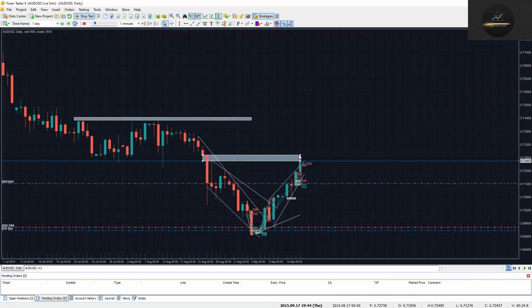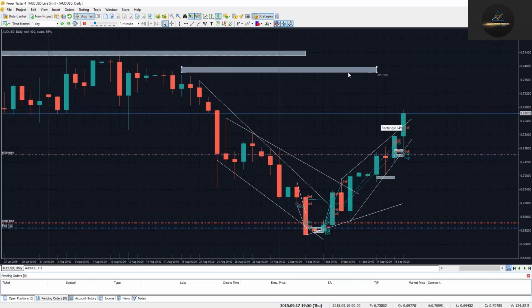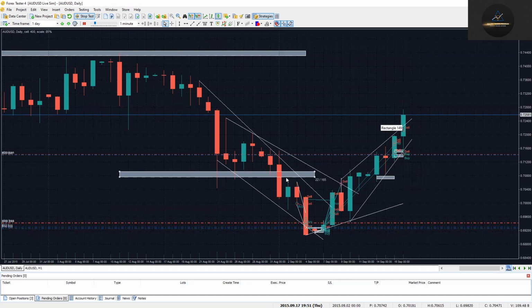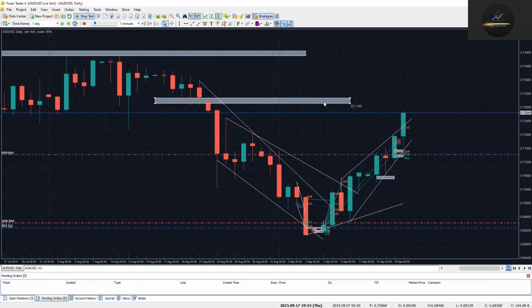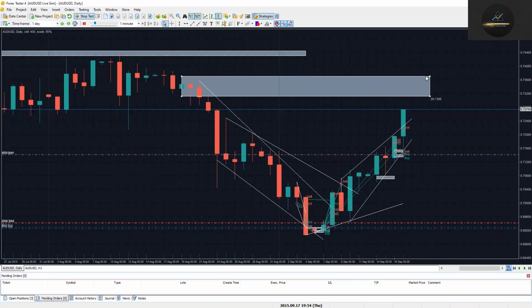Oh, come on. There's a gap. Okay, gap has completely been taken out. And the daily close, the daily is not even done yet. Wow. Okay. So we're heading up to these equal highs. It's a no-brainer. Let's see if we can bank some profits around this zone here.